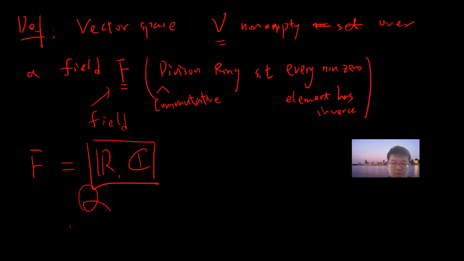The reference is Hurston and Apostle. You can check. There are a lot of linear algebra textbooks, but most of them are almost the same. Also, a quick definition of vector space: V is a non-empty set, and we work over a field F.